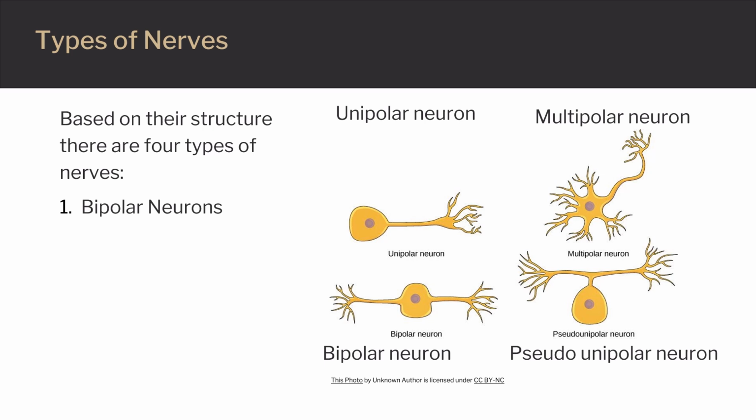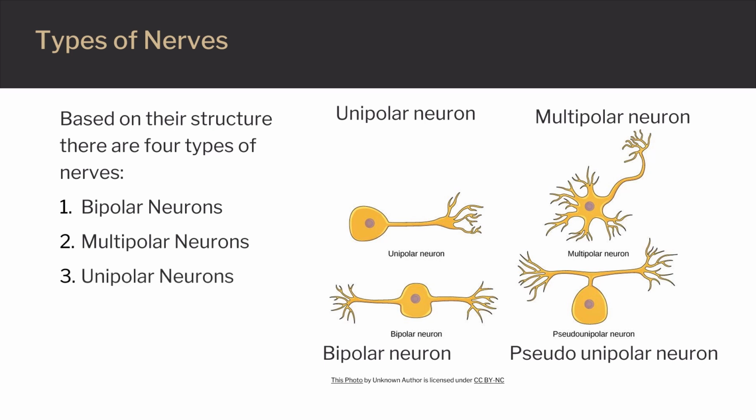1. Bipolar neurons. These neurons have 2 processes arising from a central cell body, typically 1 axon and 1 dendrite. These cells are found in the retina. 2. Multipolar neurons. They have 1 axon and many dendrites, with a cell body displaced to one side of the axon. Motor neurons are a prime example of this.